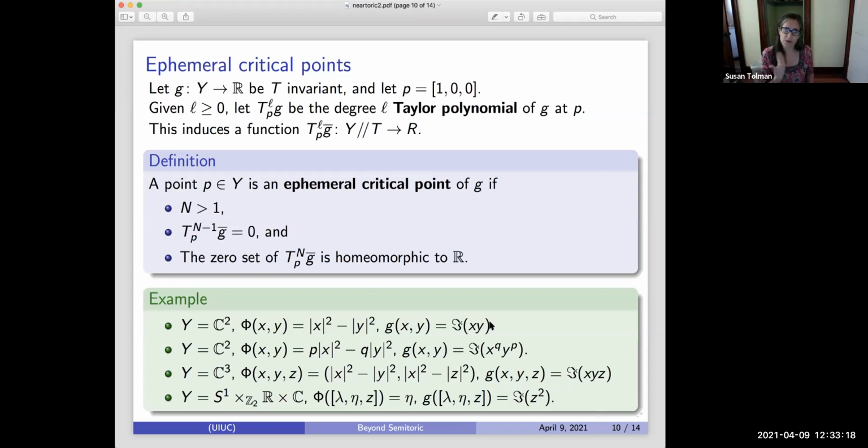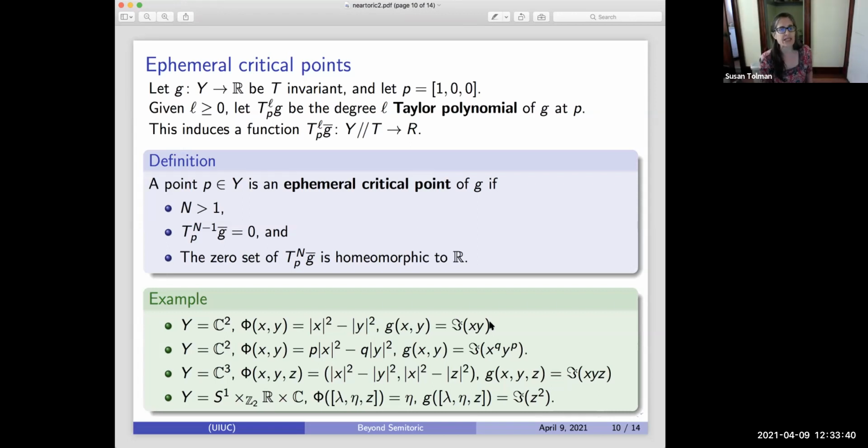And our third example, similarly, we take the moment map on C3 that we saw last time, and we take the imaginary part of our defining polynomial. We can also do that when we stabilize it with Z2. We just take the imaginary part of our defining polynomial.